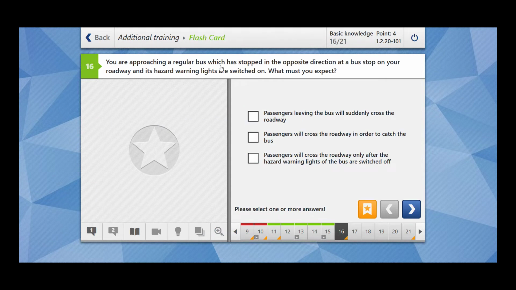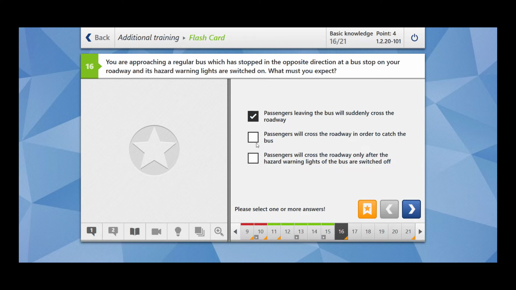You are approaching a regular bus which has stopped in the opposite direction at a bus stop on your roadway and its hazard warning lights are switched on. What must you expect? So now there is a regular bus, but it is coming from the opposite direction. Passengers leaving the bus will suddenly cross the roadway. This could happen that the passengers who are leaving the bus, they want to cross the roadway.